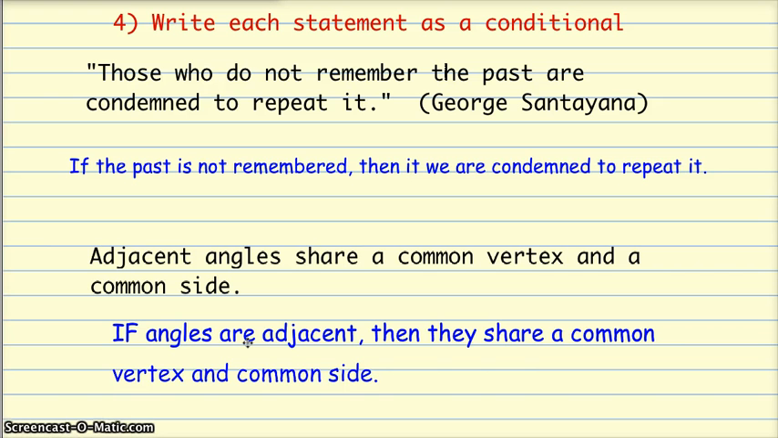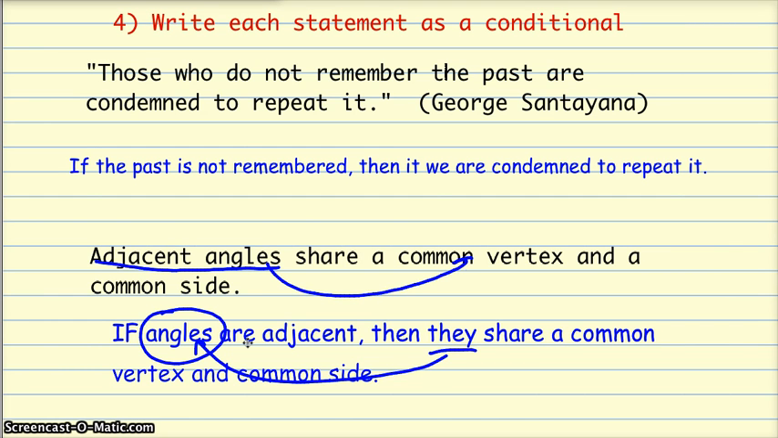Very often I have students say, if it is adjacent, if they are adjacent. Please make sure that you're using the word prior to a pronoun. I talk about they meaning angles. We can't say if they are adjacent, then they share a common side. What would they be? In addition, I do want the order of it to be here. Because we're talking about adjacent angles, what are adjacent angles? They share a common vertex and a common side. It does need to be presented in that order, not the other way around for this particular case.